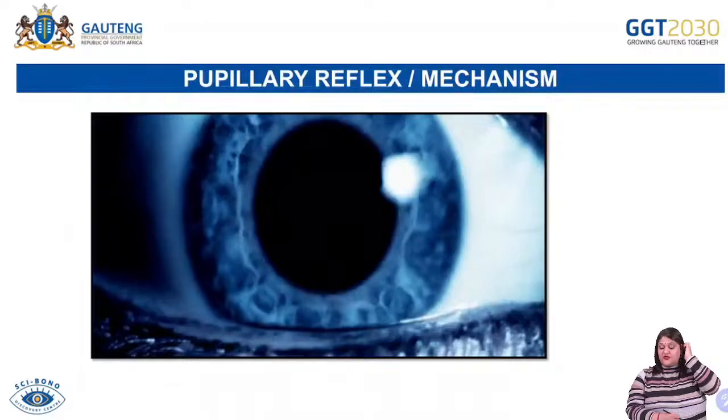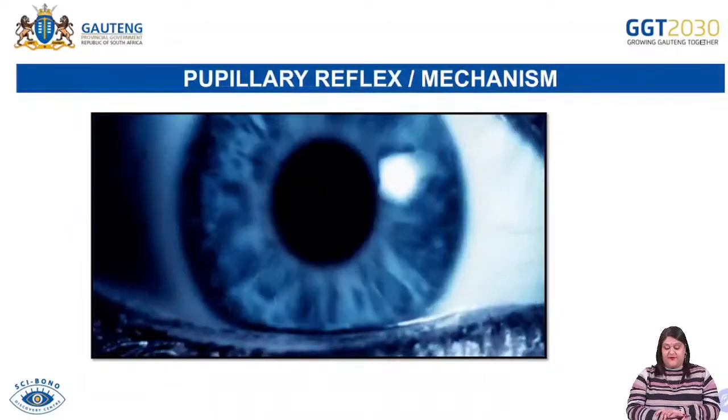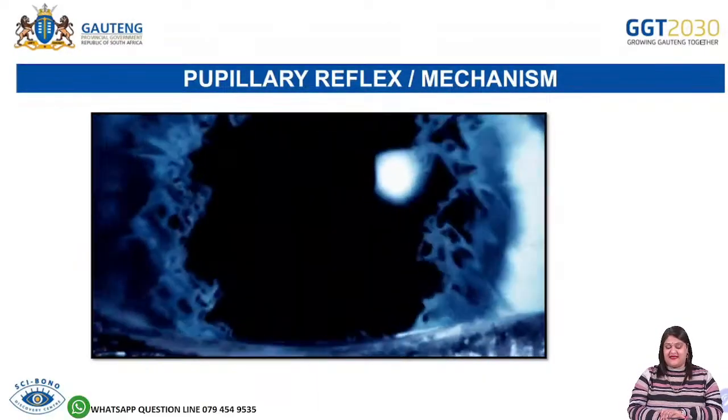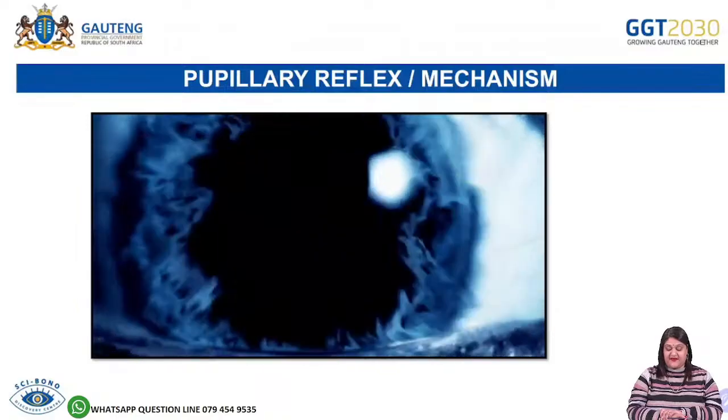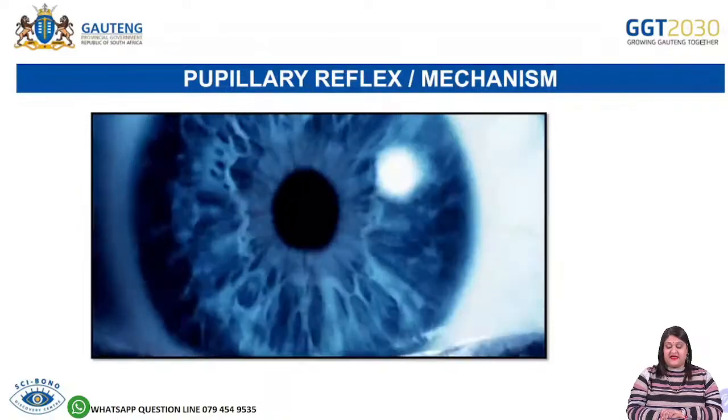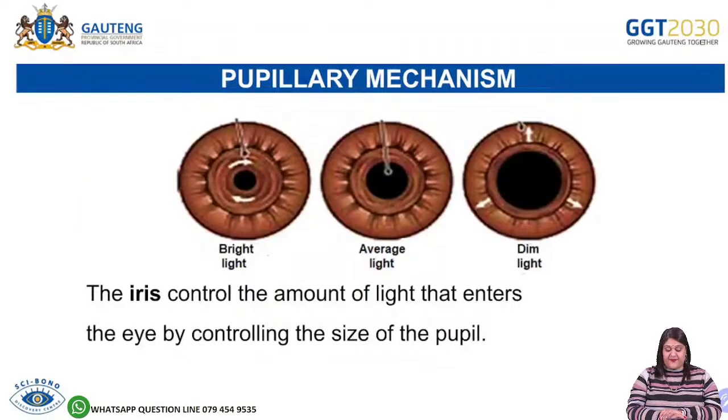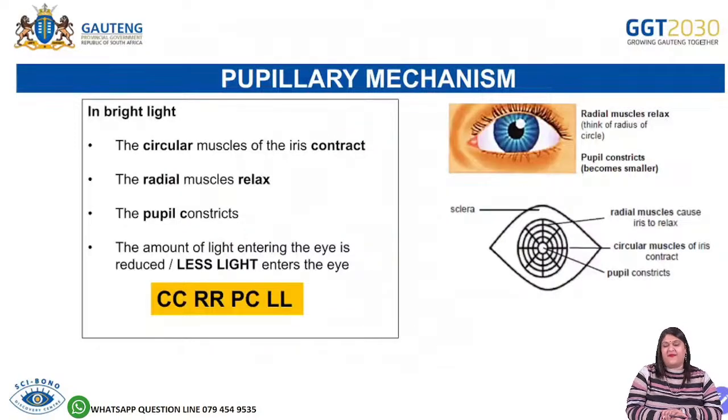Okay, now we move on to the pupillary mechanism, or the pupillary reflex. Yes, it is a reflex. You can see there's another lovely picture, and it's showing us how the pupil is getting bigger and smaller. So the iris is controlling the amount of light that enters the eye. The iris is the colored part of the eye, and it controls the size of the pupil because it's got circular and radial muscles.